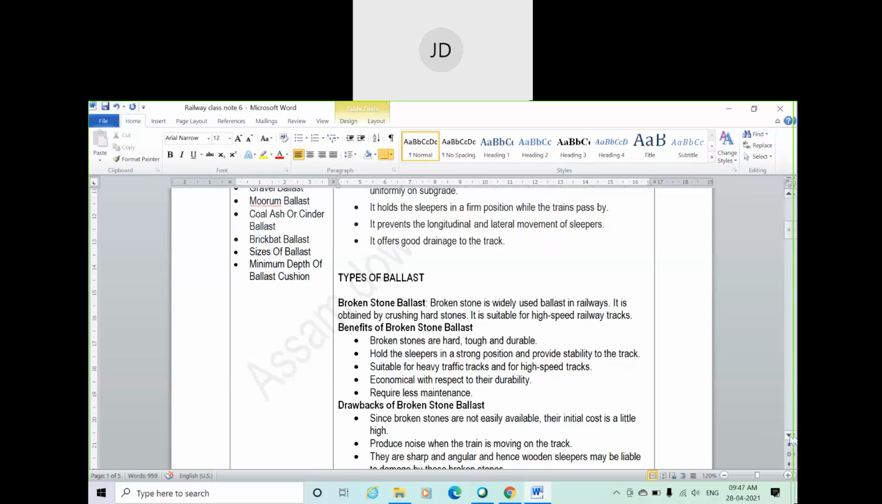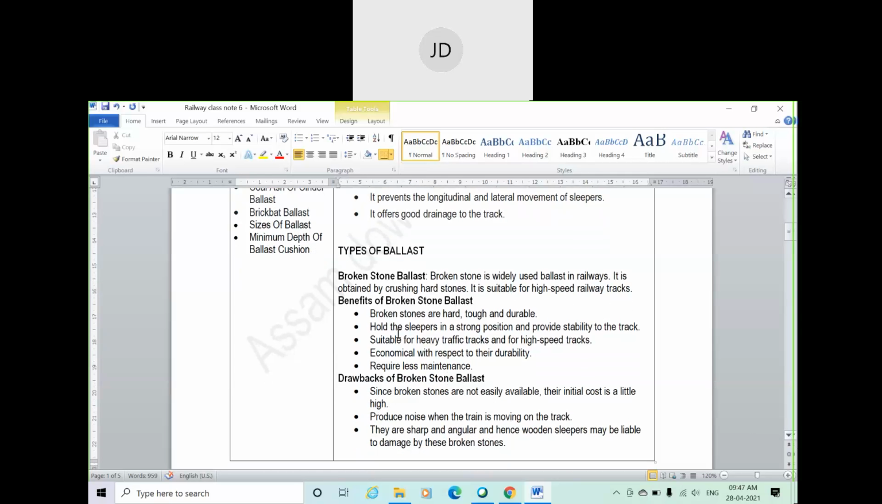Now, what are the benefits of broken stone? Broken stones are hard, tough, and durable. They can hold the sleeper in a strong position and provide stability to the track. They are also suitable for heavy traffic tracks and high-speed tracks. It is also economical with respect to its higher durability, and requires less maintenance. That's why we usually see broken stone widely used in railways.